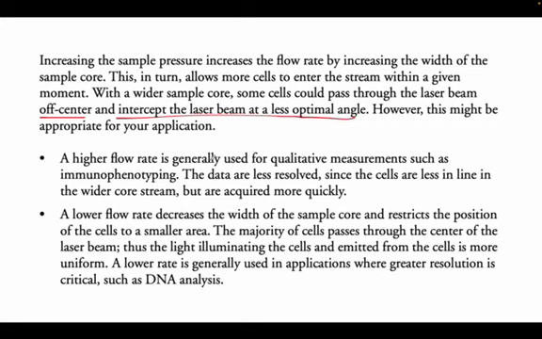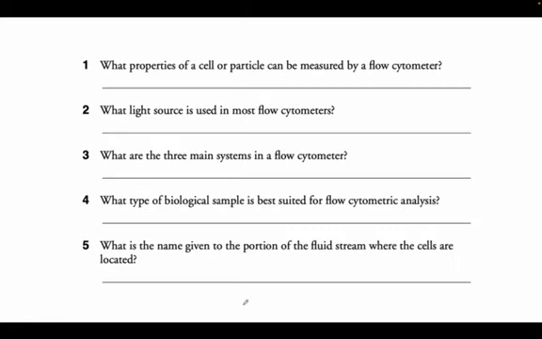So we have to choose a flow rate depending on our application. So higher flow rate is generally used for qualitative measurements, whereas a lower flow rate can be used for more sensitive measurements such as things like DNA analysis. So we can do some questions.